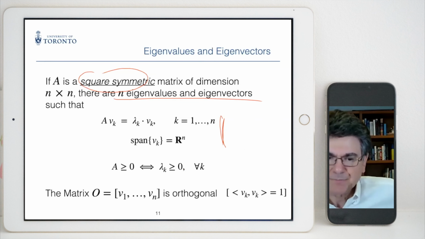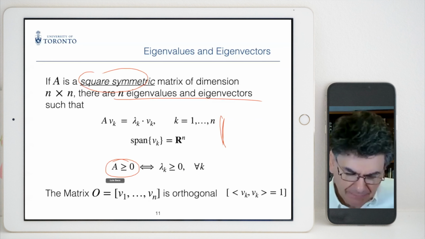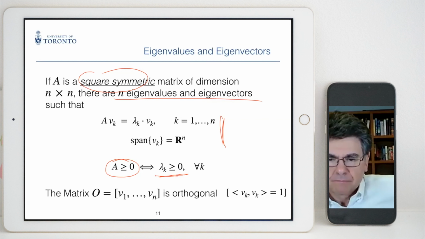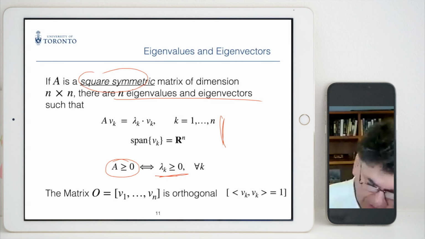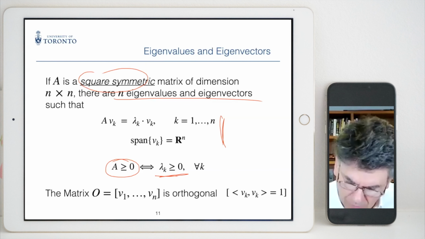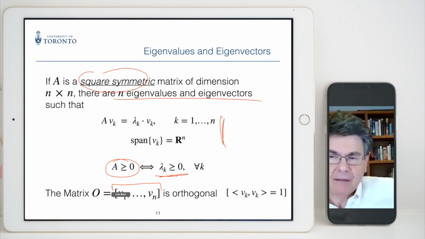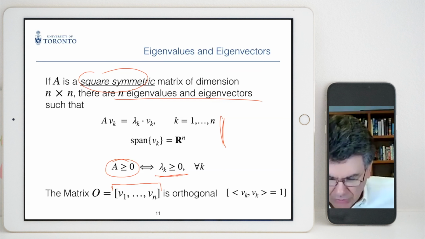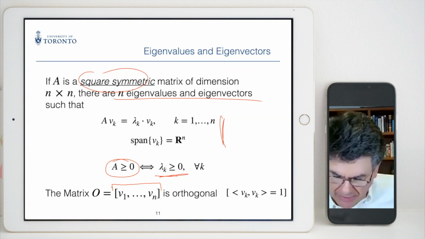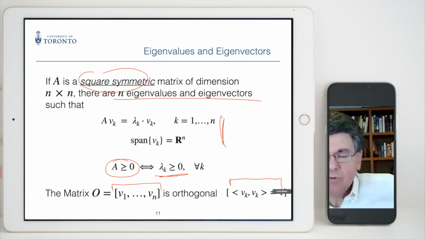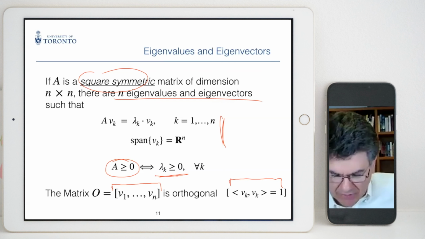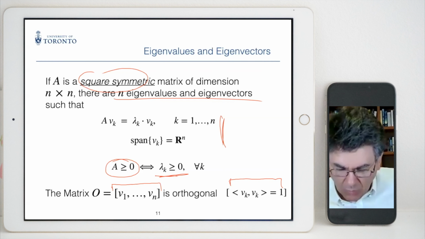And the fact that my matrix is positive means that all my eigenvalues are positive. And there's another interesting feature, which is that the matrix that I can create by putting all of my eigenvectors as columns is orthogonal. Orthogonal means that the dot product of any two of these eigenvectors is equal to 0. I can normalize the eigenvectors so that this matrix is orthogonal. Right?